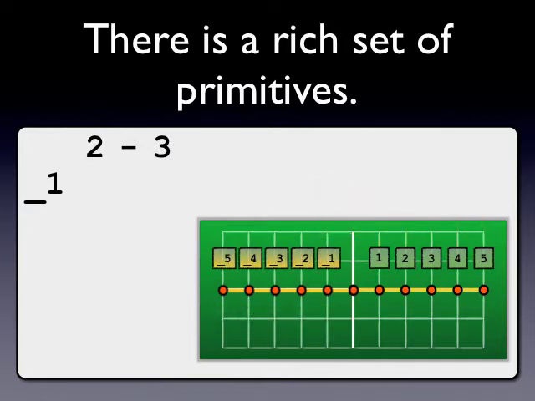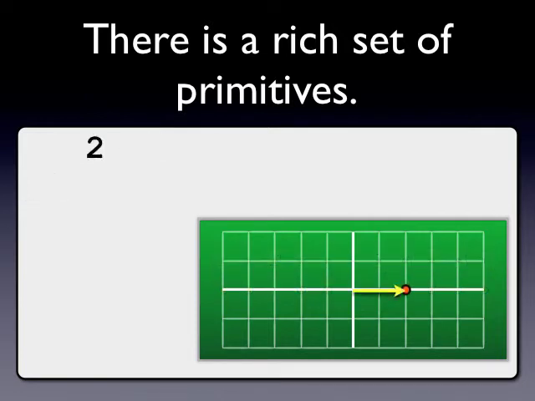In J, 1 unit to the left of the origin has its own name. So when we start 2 to the right of the origin and then move 3 to the left, the result is the position minus 1.